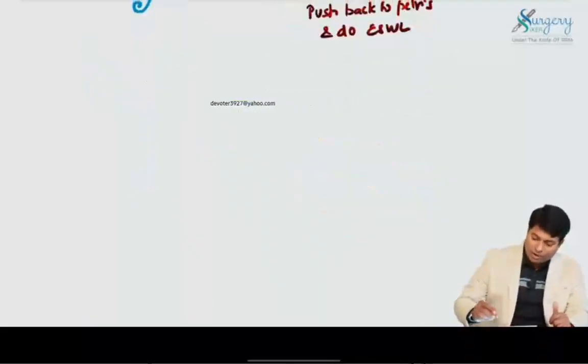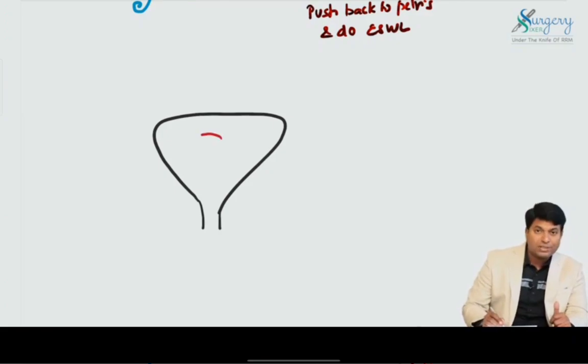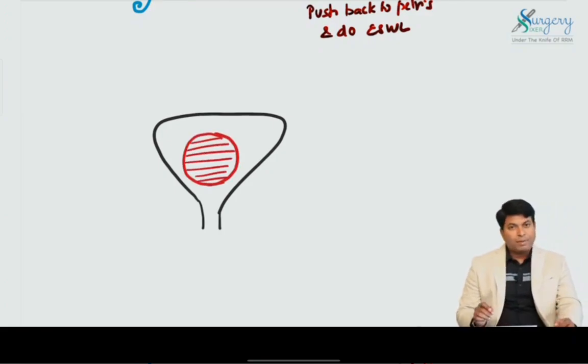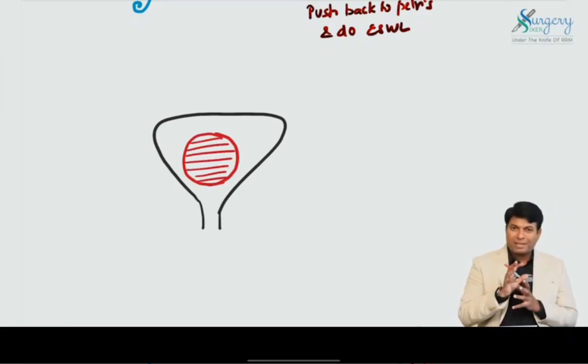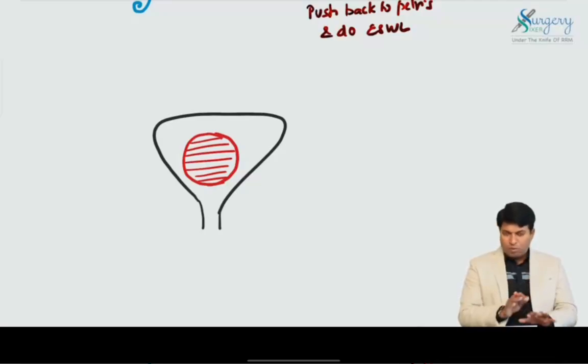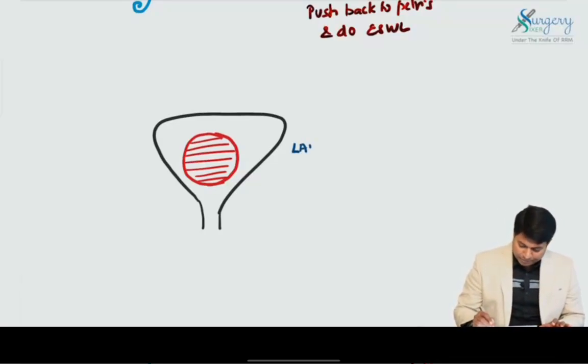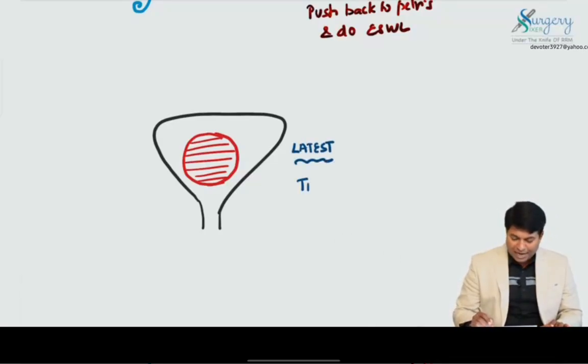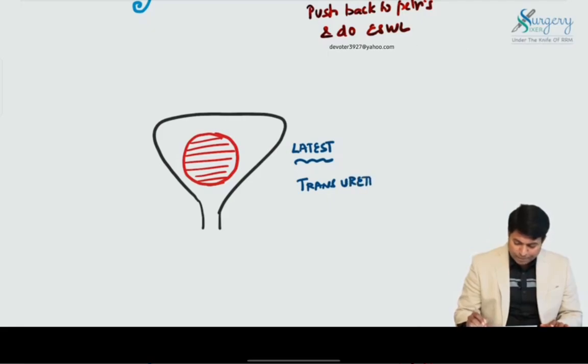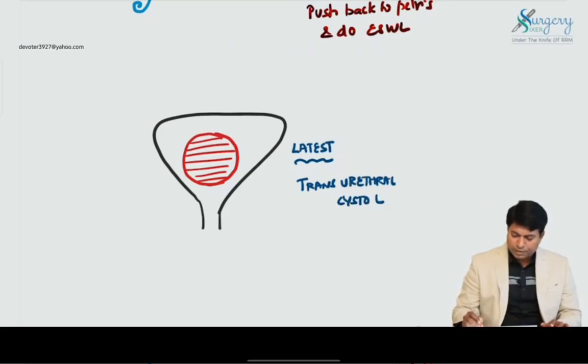And what is the treatment for bladder stones? I still remember I have operated on around 3 to 4 bladder stones by opening the bladder. We open the bladder, remove the stone and resuture it. That is no more done. What is the latest treatment? The latest treatment is transurethral cystolithotripsy. So now there is no need to open the bladder at all.